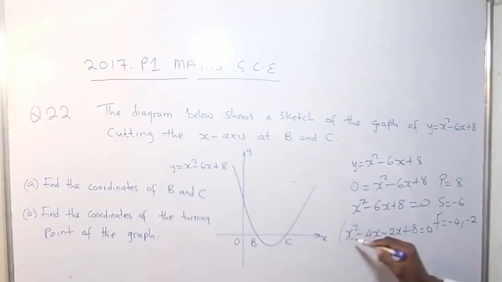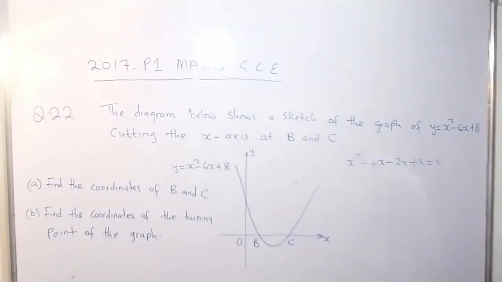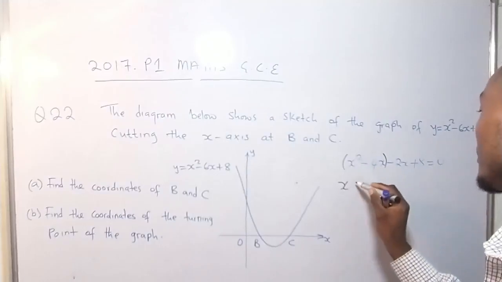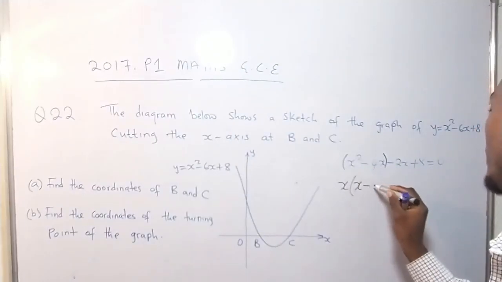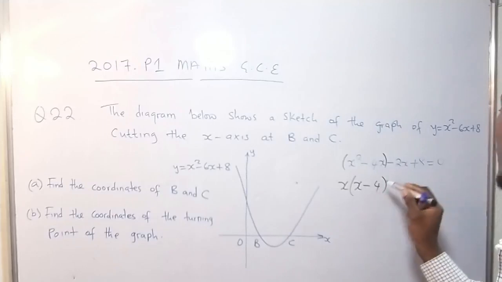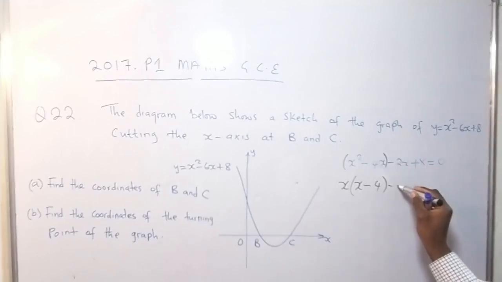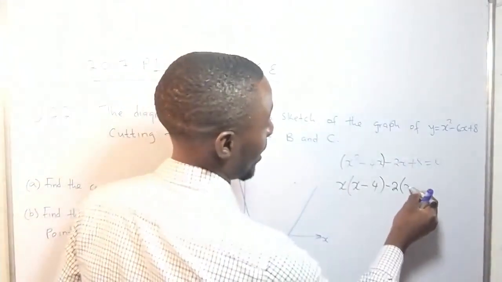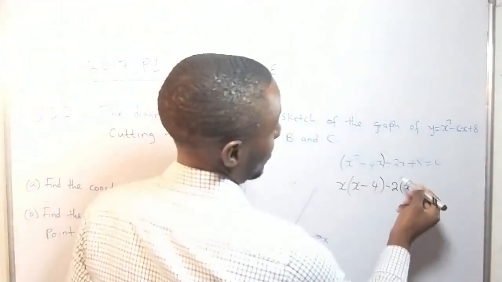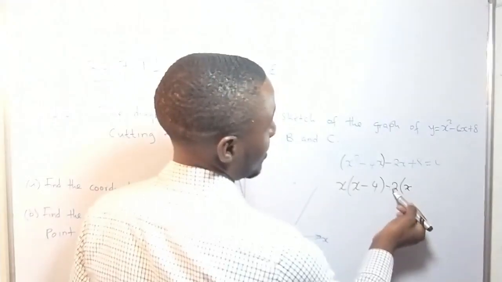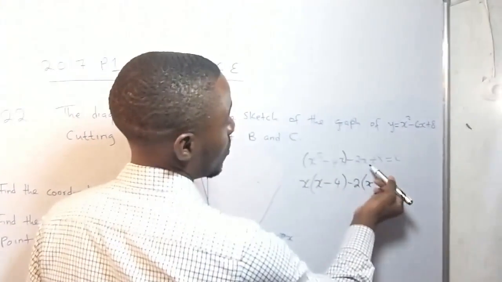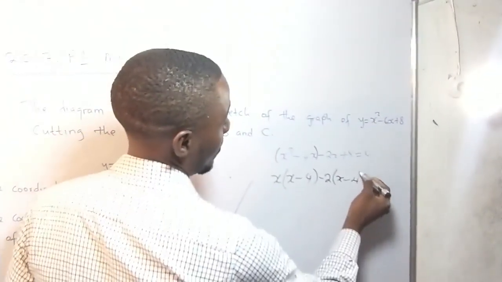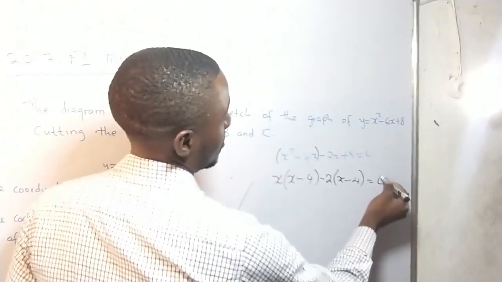We factorize by grouping. What is common here is x, and we remain with x minus 4. For the other pair, what is common is negative 2. We remain with an x, then we divide negative 2 into positive 8, and we have negative 4, close bracket, equal to 0.